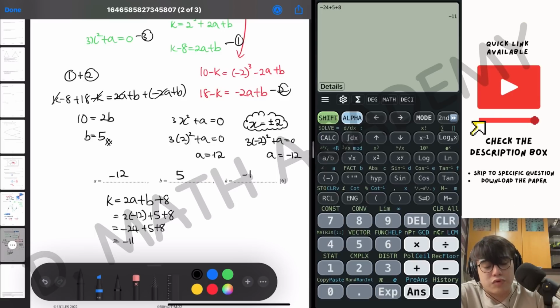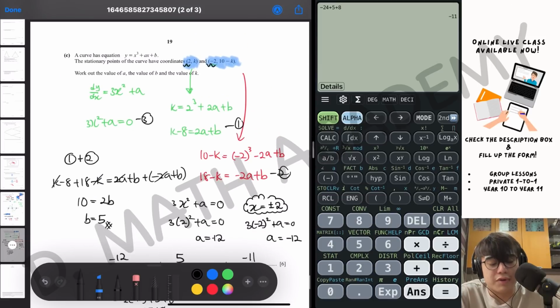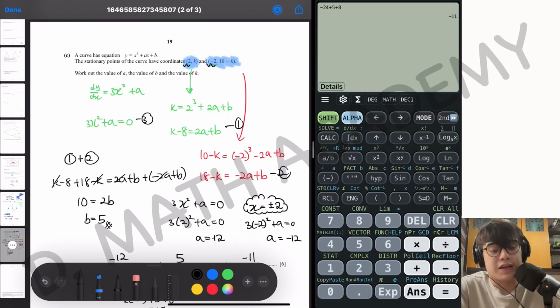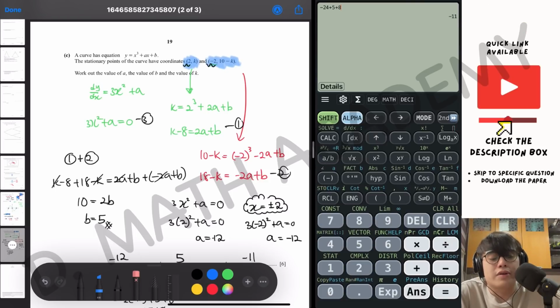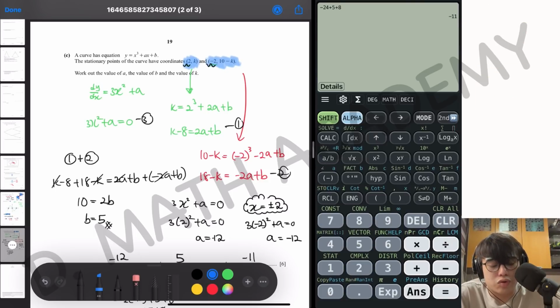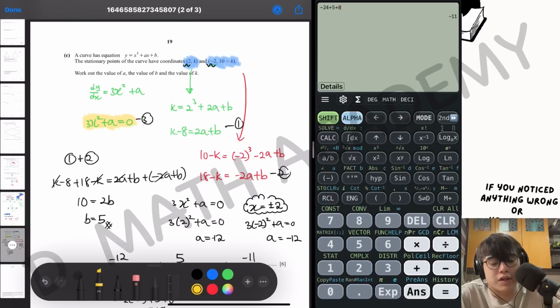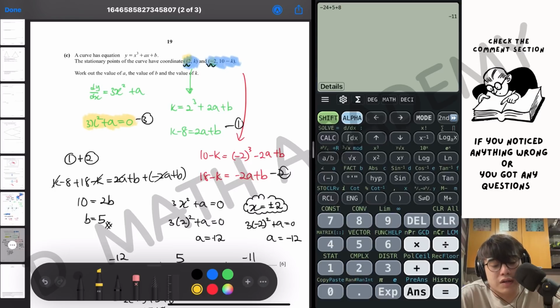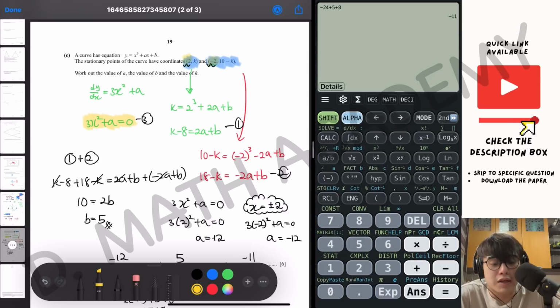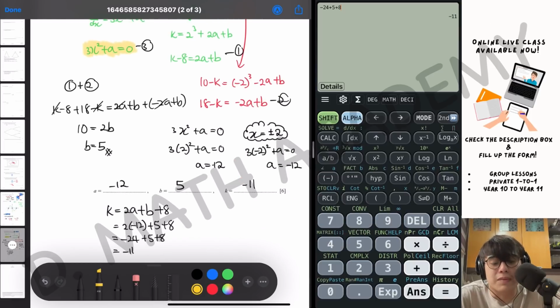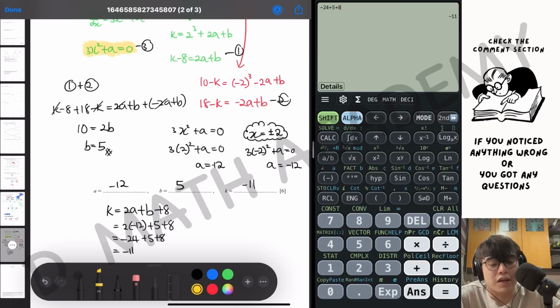So quite a tricky question here. Let me recap the steps. What I did was to identify 3 equations from all the information that they gave. They told us specifically that the stationary point is 2. By identifying 3x squared plus a equals 0, you can then sub in 2 and negative 2 to identify a. Other than that, I used elimination between equation 1 and 2 to identify my b. And with a and b sorted out, you can sub into equation 1 or 2 to identify your k here.